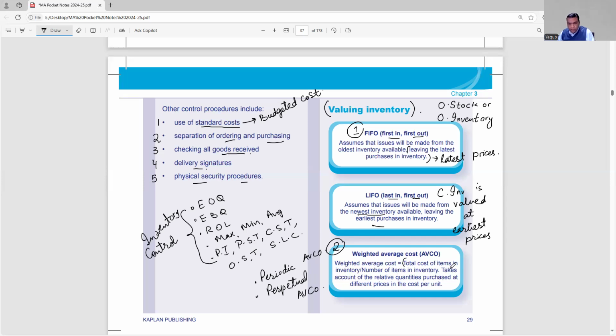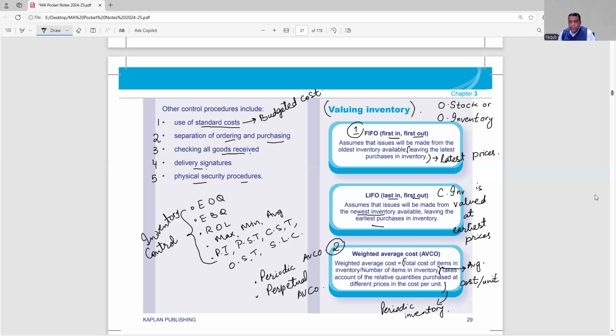Total cost of an item in the inventory divided by number of items in inventory is used to calculate what? This formula is used to calculate average cost per unit. So if we are following periodic inventory level, we will follow this formula to calculate the average cost per unit. Takes account of relative quantity purchases at different prices in the cost per unit. But this statement is relevant with what? This statement is relevant with the periodic inventory level. This statement is not relevant with the perpetual.